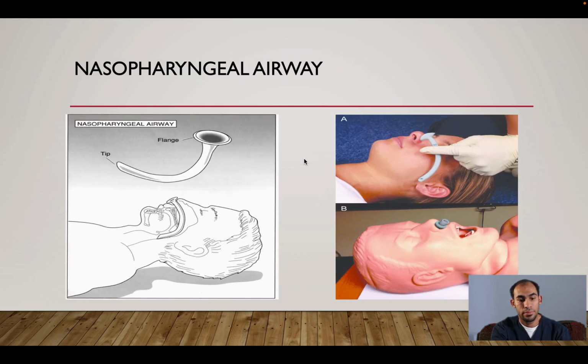Okay. Now we will go to the nasopharyngeal airway. The nasopharyngeal airway is the same as the oropharyngeal airway. There are different sizes and we have to choose the right size. So to choose the right size of nasopharyngeal airway, you will put the tube from the tip of the nose to the end of the ear lobe. This is the right size for the patient.